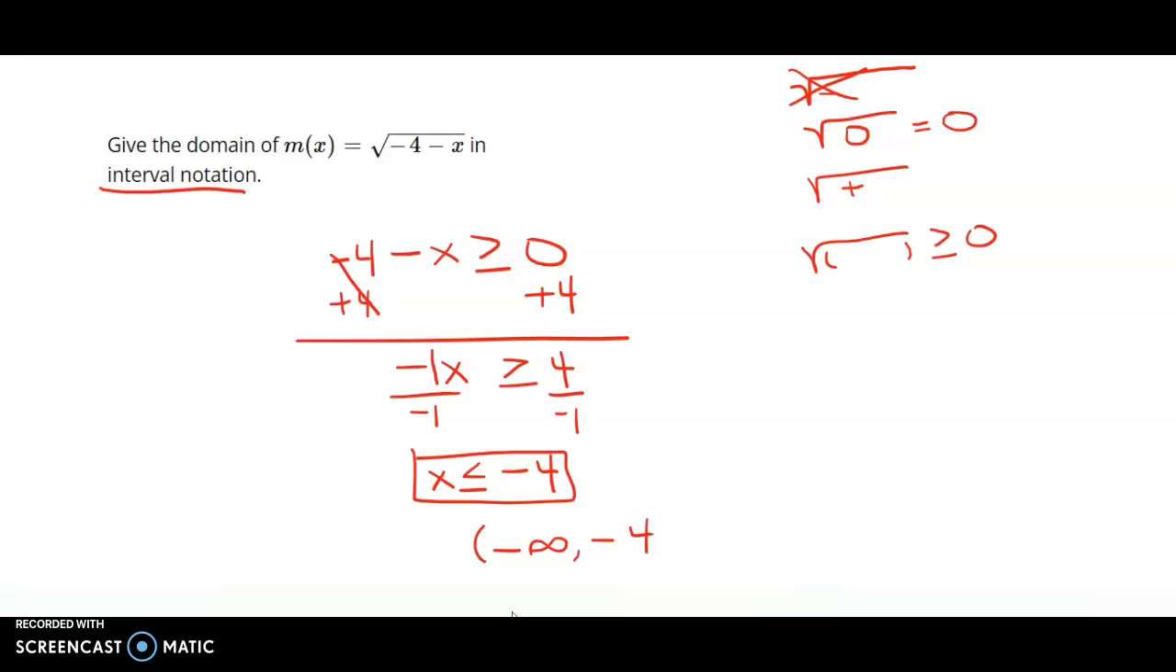Now negative 4, do we want a parenthesis or a bracket? Well, we need a bracket because it's equal to. And so that shows it could include negative 4. It could also equal negative 4.